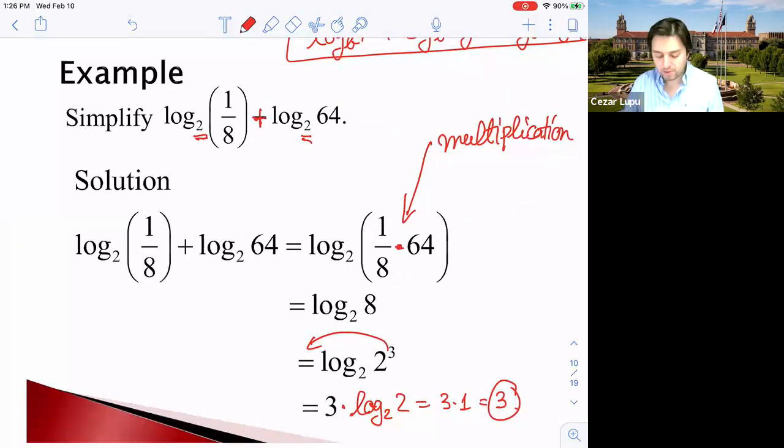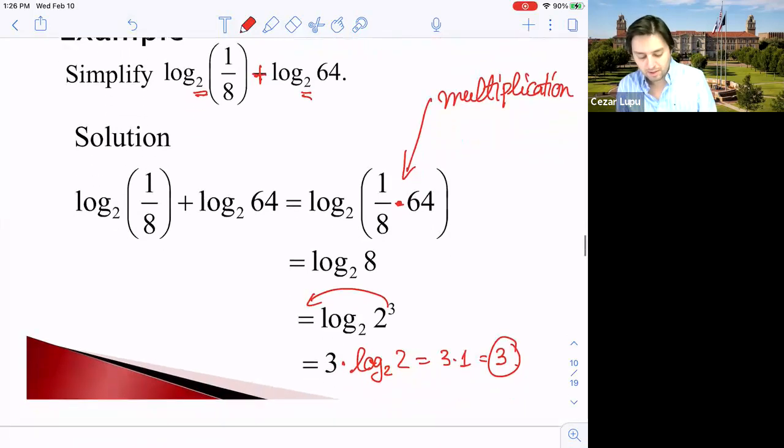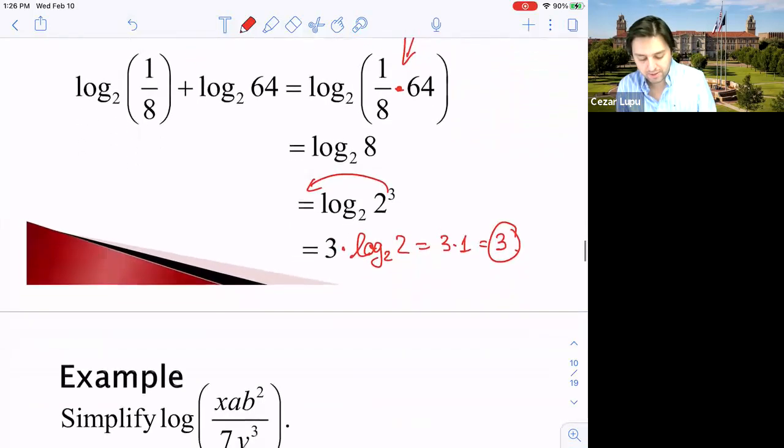So this is how we operate with this. By the way, I have a question. Did you guys do logarithms in pre-calc or something like this? You did exponentials and logarithms. All right, that's good.